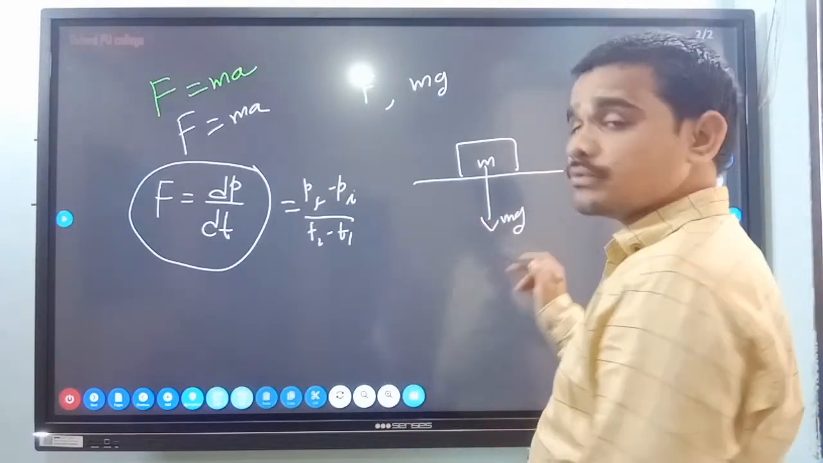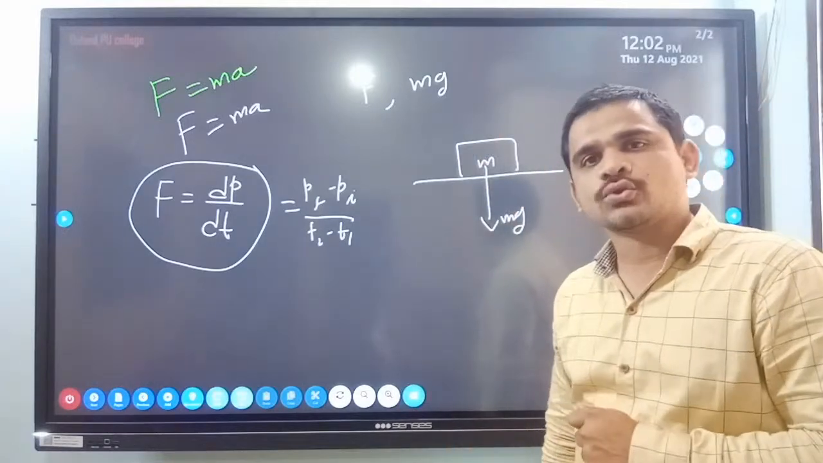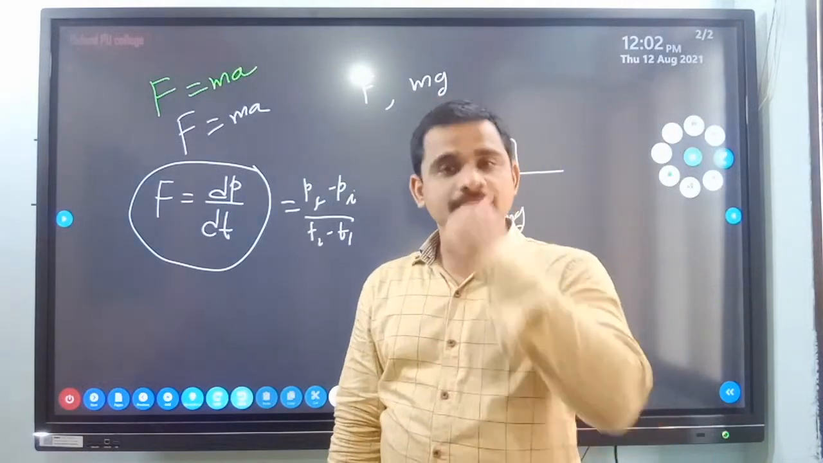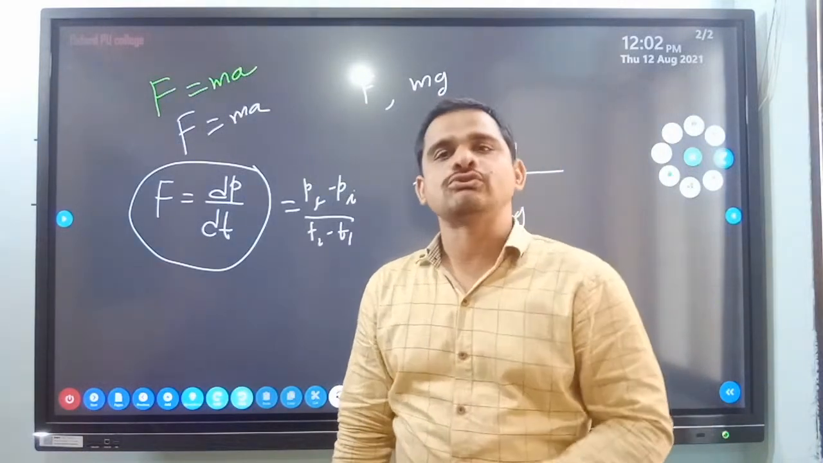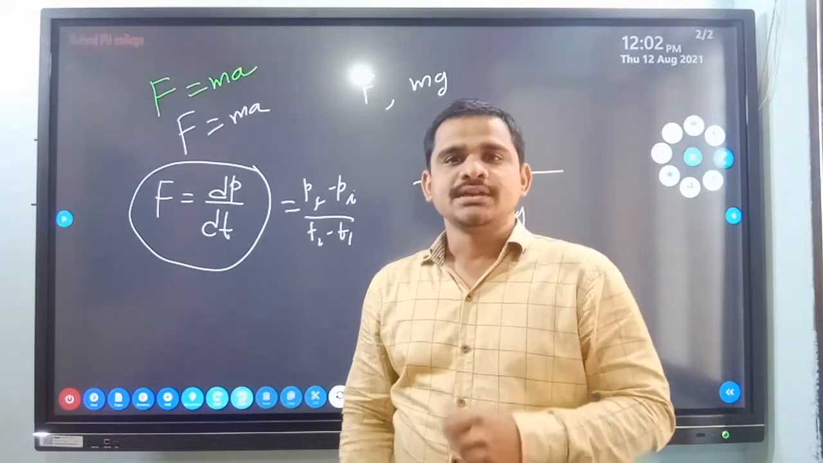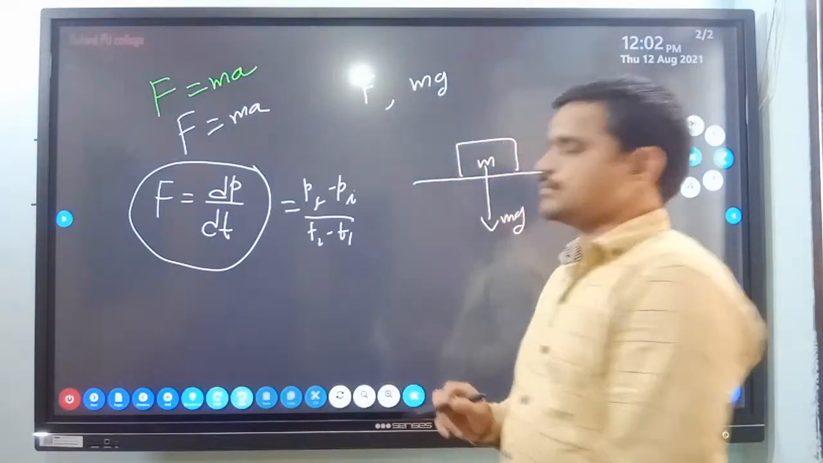No doubt in it. Vertically downward. Direction is very important. Why? Because force is a vector quantity. It will have magnitude and direction also. So knowing the direction is very, very important here. Even in the first piece or second piece, directions are much important. Be careful there.